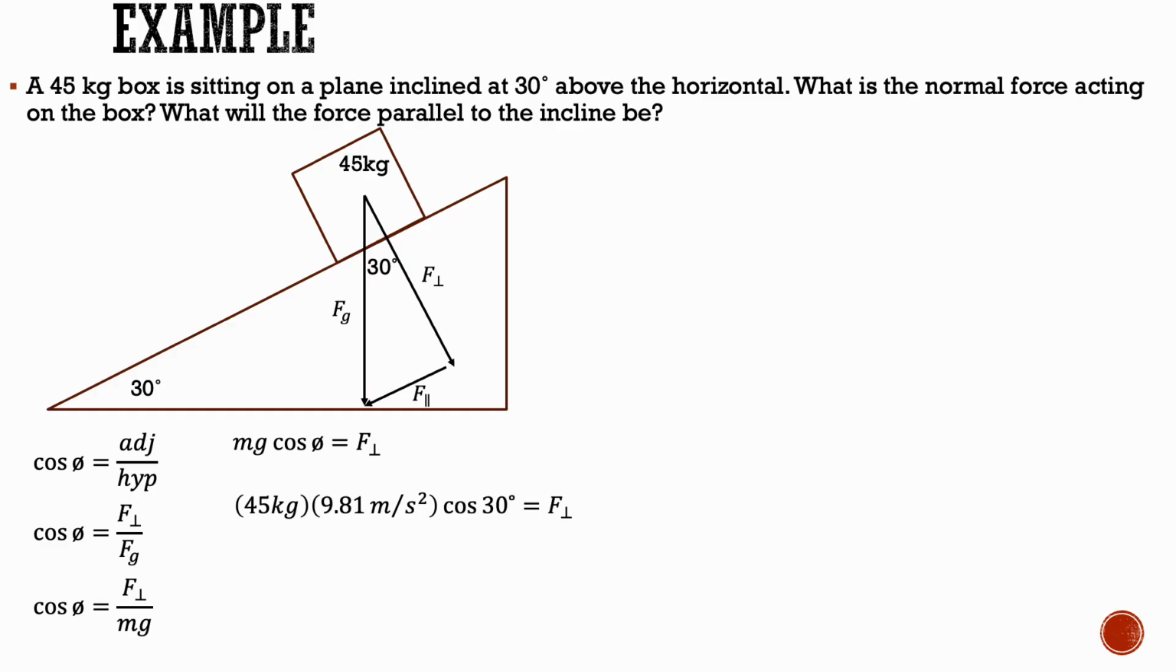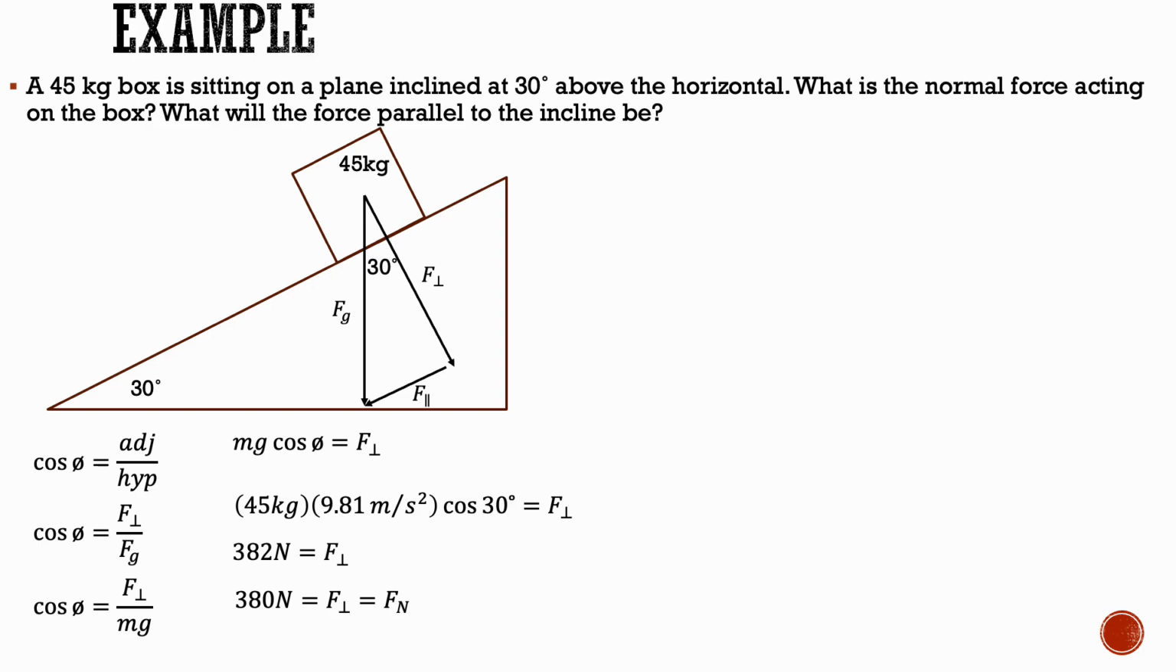So that's 45 times 9.81 meters per second squared times cos of 30 gives us our force perpendicular. And that gives us 382 newtons. However, our 45 kilograms was only two significant figures, so we have to round it to two significant figures. And like we talked about earlier, our force perpendicular is also equal to our force normal. So we have our force normal, now we just need to get our force parallel.